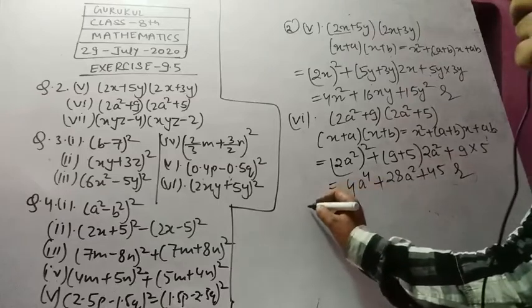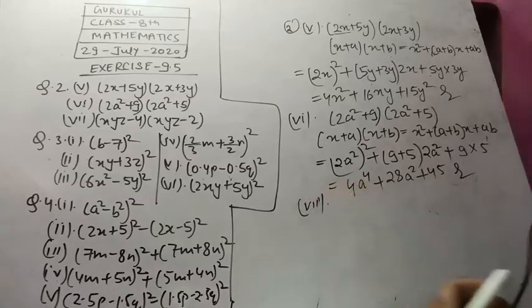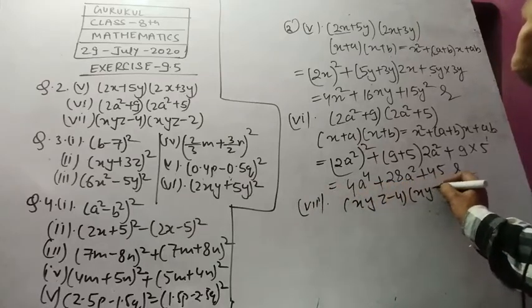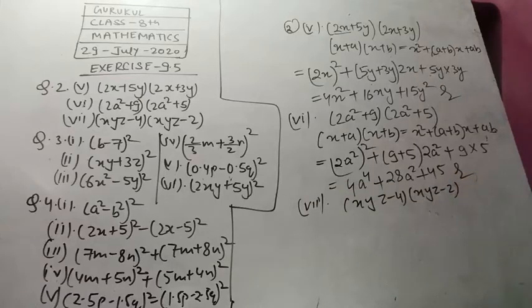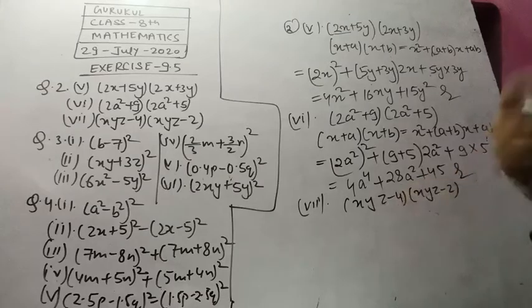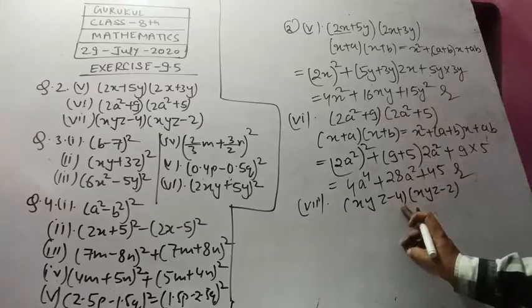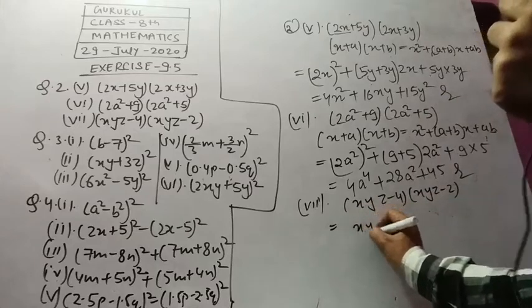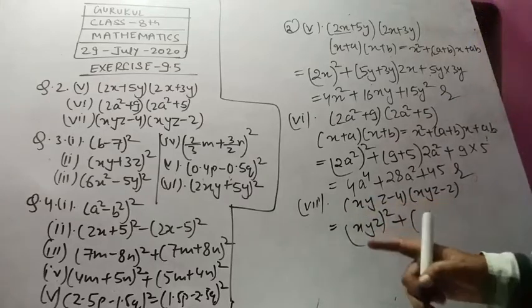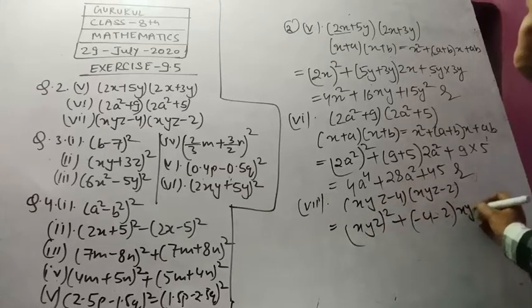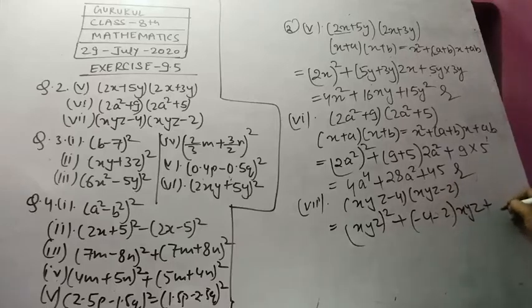Now students, the last part of this, that is the seventh part of this question: (xyz − 4)(xyz − 2). Apply the same pattern there: (x + a)(x + b). Here a is minus 4, as you can see it is subtracted, and b is minus 2. Apply the identity. So x² means (xyz)² plus (a + b), which means minus 4 minus 2, outside the bracket xyz, plus ab, which means minus 4 into minus 2.